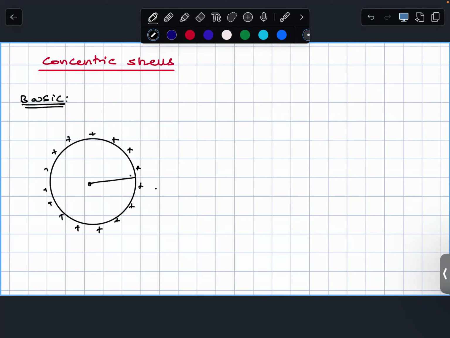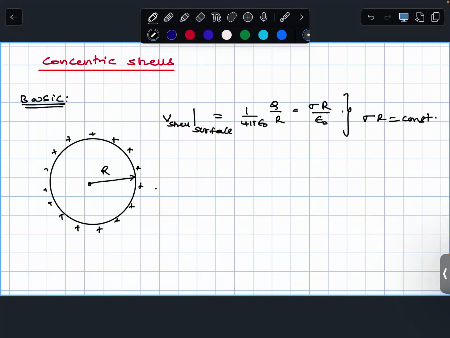If this is of radius r, the potential on the shell is 1 by 4 pi epsilon naught q by r. This can be written as sigma r by epsilon naught, where sigma is charge density. So if it is any surface, any shape, usually we will take sigma times r as a constant.